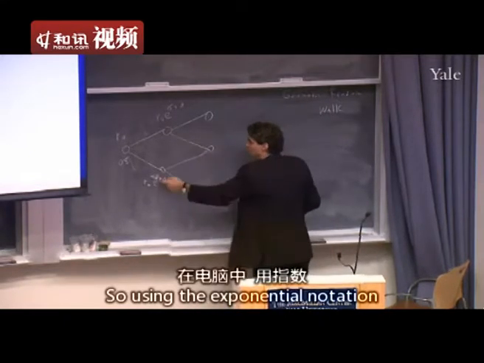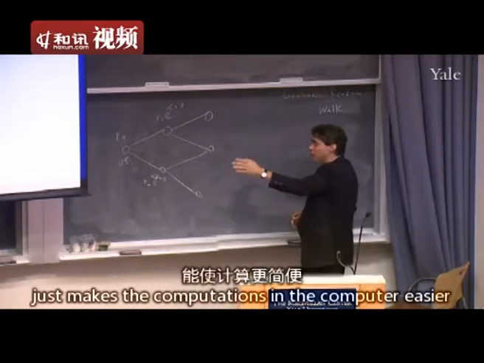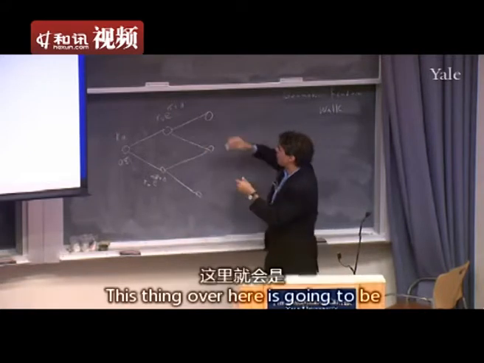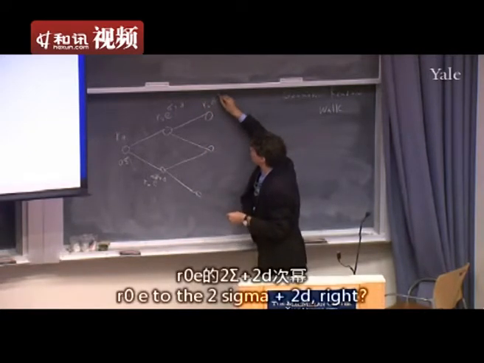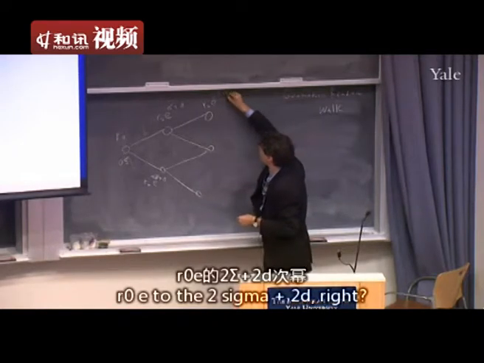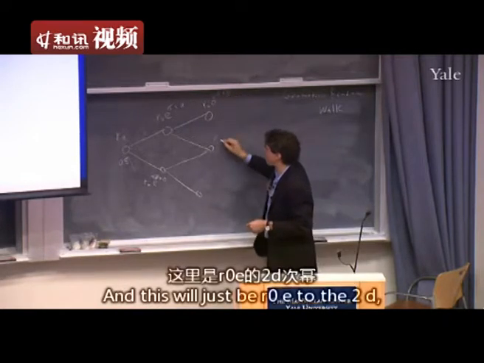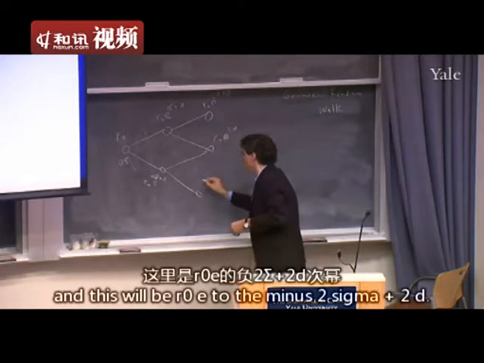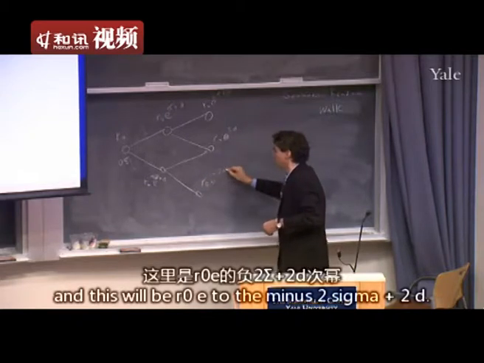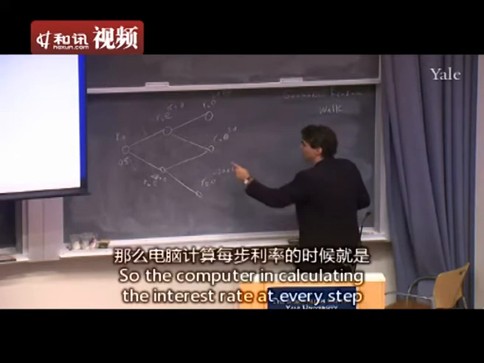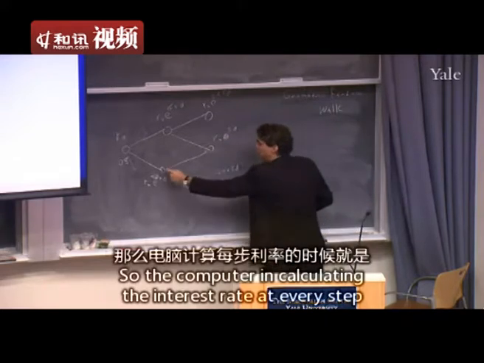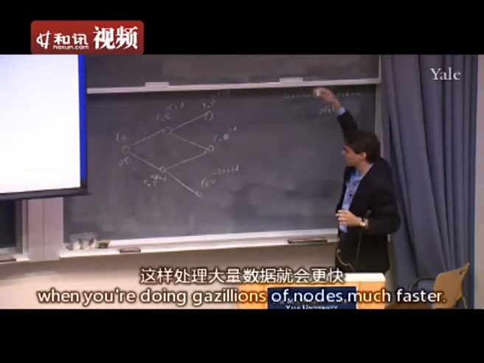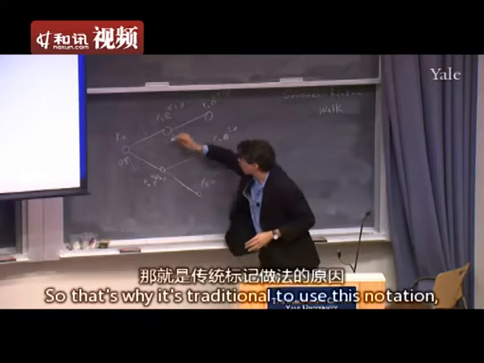So using the exponential notation just makes the computations in the computer easier, because the computer is adding numbers. This thing over here is going to be r0 e to the 2 sigma plus 2d, and this will just be r0 e to the 2d, and this will be r0 e to the minus 2 sigma plus 2d. So the computer, in calculating the interest rate at every step, is adding exponents, and it makes the calculation much faster when you're doing gazillions of nodes. So that's why we use this.